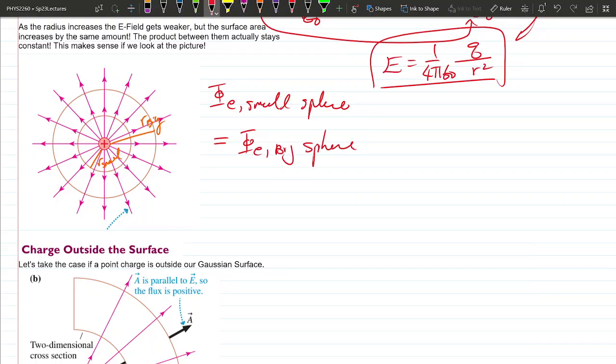That's just an interesting geometric fact. The electric field goes down as r squared. The surface area of a sphere goes up as r squared, so the two exactly balance each other out. It's sort of magical that way.